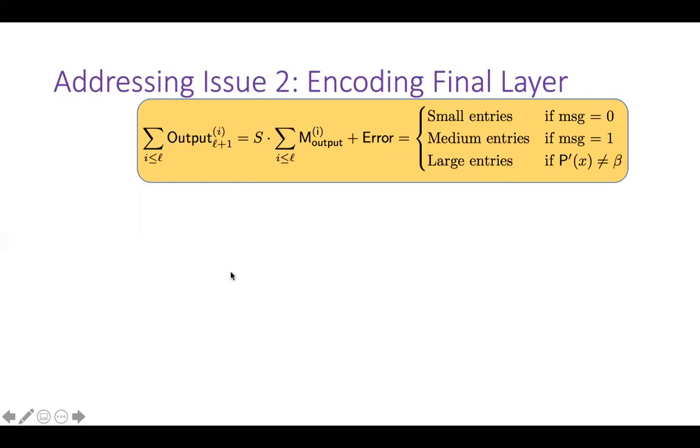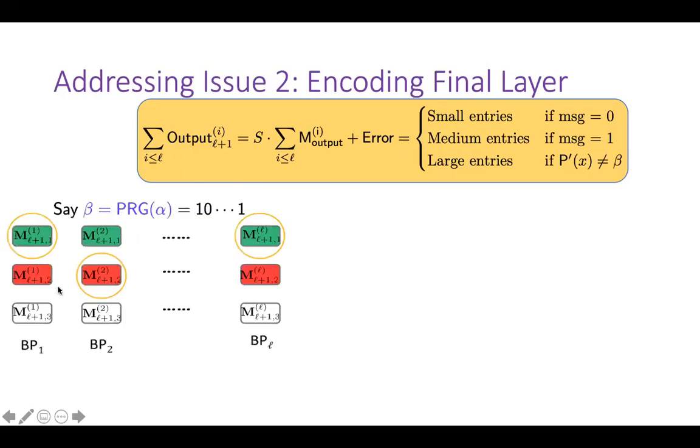So here's how we do it. Let me recall the final layer matrices of each branching program. Let's circle the matrices that correspond to the bits of beta. That is, if the ith bit of beta is 1, we circle the green matrix in the ith branching program. If the ith bit of beta is 0, we circle the red matrix in the ith branching program. When the program P prime outputs beta, then all the output matrices are going to be the circled ones. And if the program P prime doesn't output beta, it outputs something else, and in that case, at least one of the M output matrices is going to be a non-circled matrix. We use this observation to our advantage.